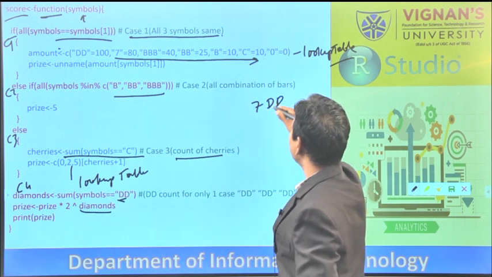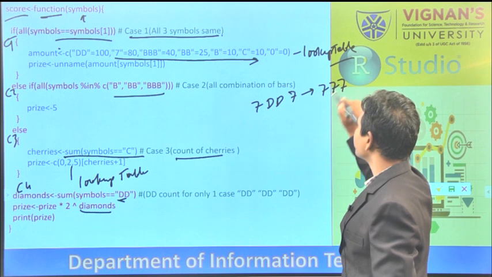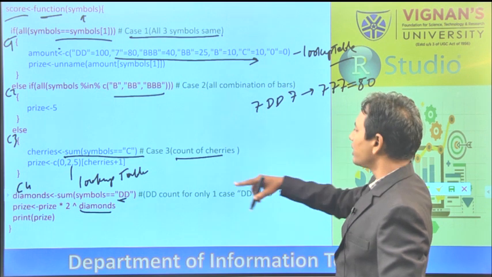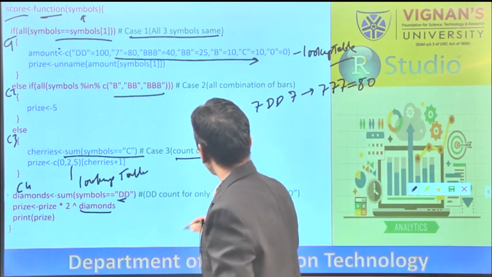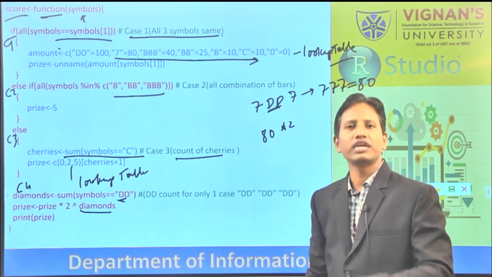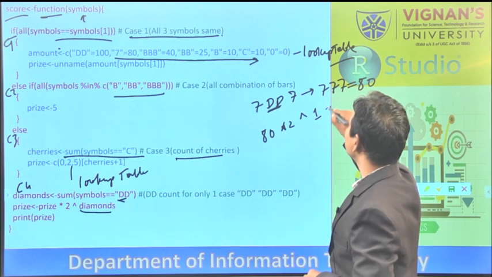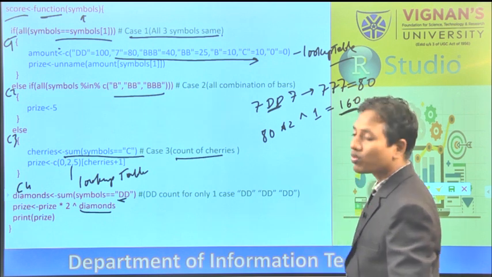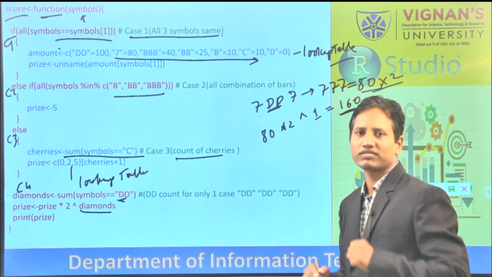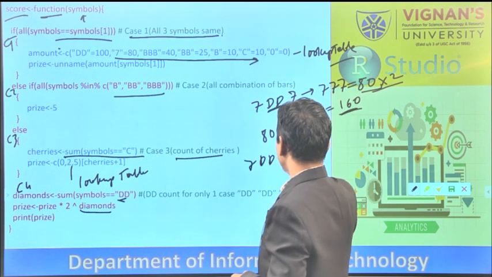So 7DD7. This is considered as 777, and the value for this one is 80. So here the prize is 80. 80 into 2, how many times did D appear? D appeared once. So 80 into 2 to the power of 1, so it's going to be 160. What happened? This 80 is multiplied by 2 only once. So let us see another example. 7DD and DD.